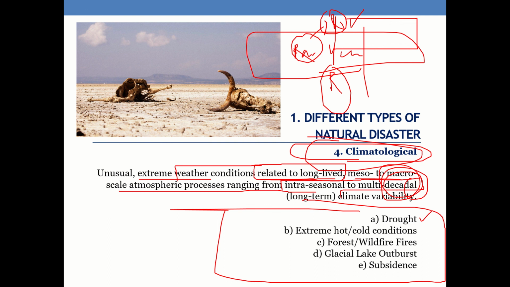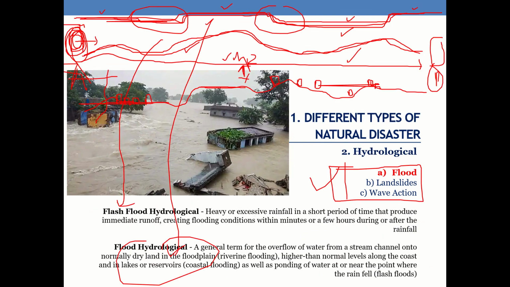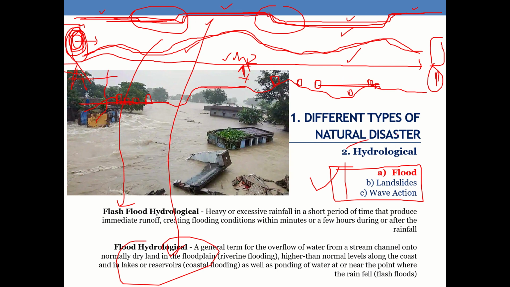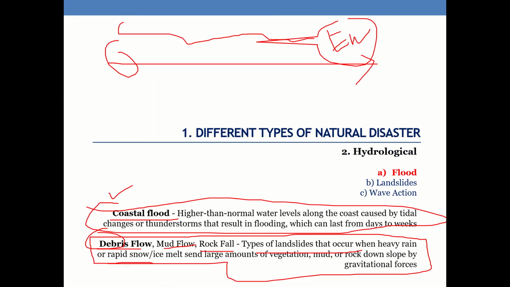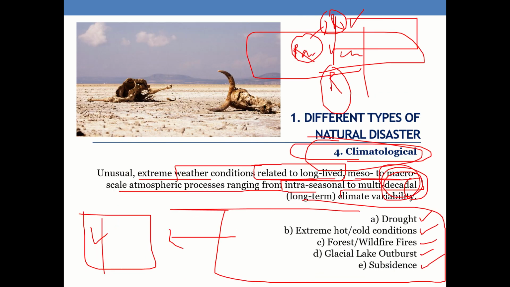Okay, so under this climatological disaster, drought, extreme hot and cold conditions, forest fires, wildlife fires, glacial lake outbursts, subsidence, all that is put under climatological disaster. We don't have anything in this particular classification in our syllabus. We have only three types of disasters that we will be seeing. Okay, first is geophysical. Under geophysical, we will see earthquake in detail. Under hydrological disaster, we will see floods in detail. And under meteorological disaster, we will see cyclones in detail.